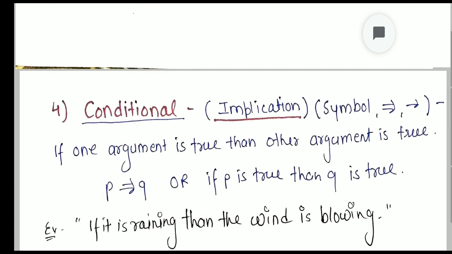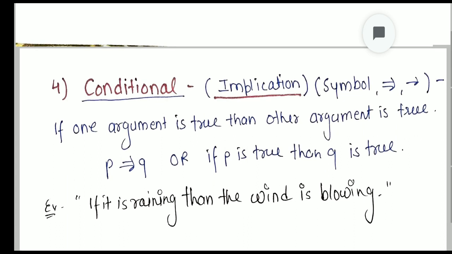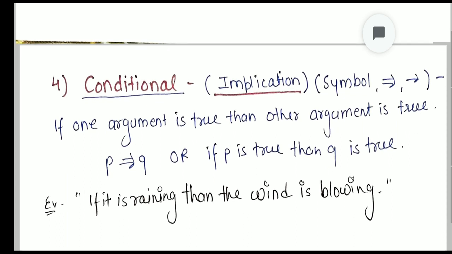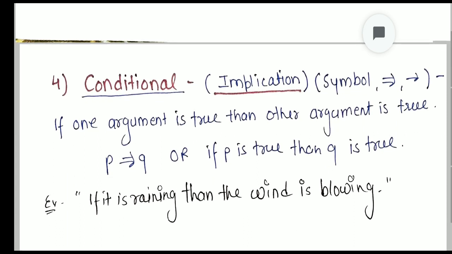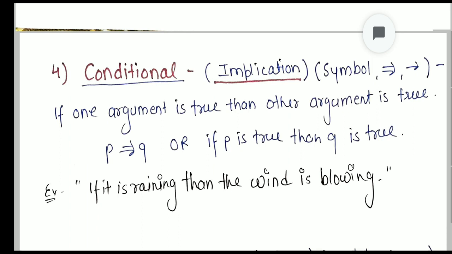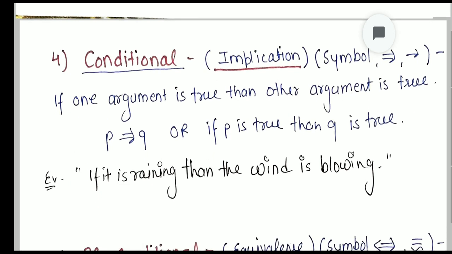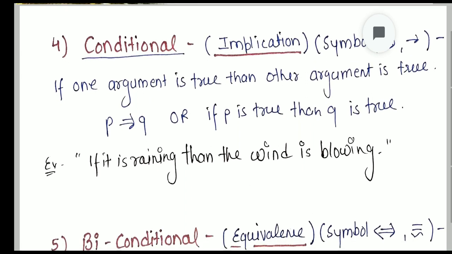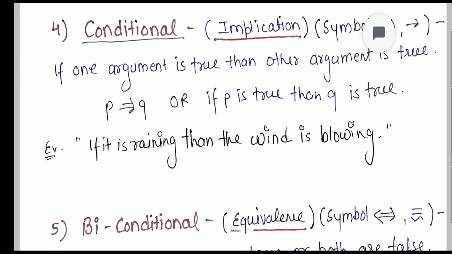And the last connective is biconditional, which is also known as equivalence. Either both the arguments are true or both the arguments are false. That is biconditional equivalence. For example, if and only if it is raining, then wind is blowing. So this is biconditional, where both the propositions have the same truth value.